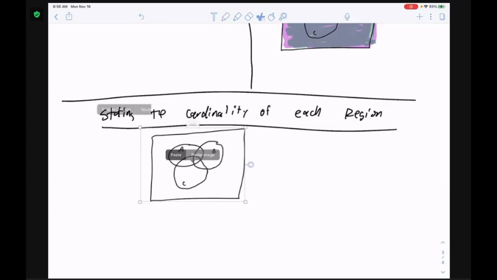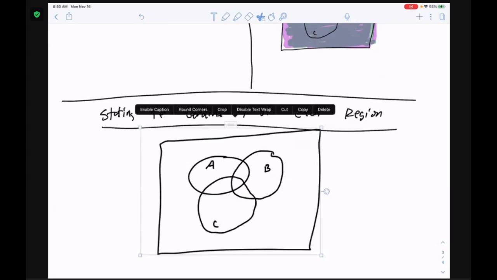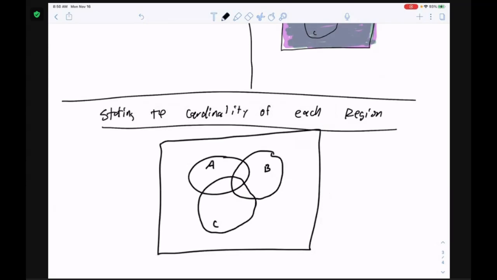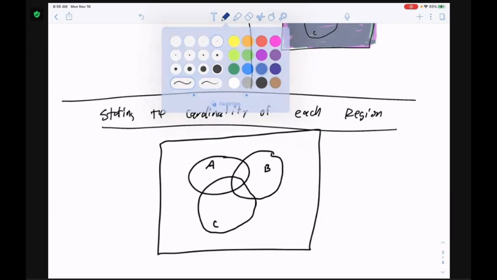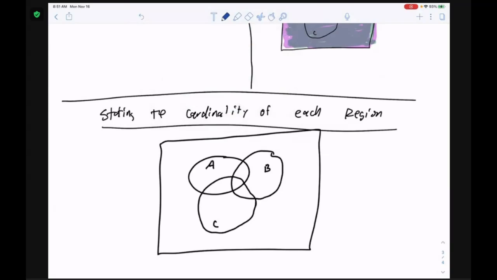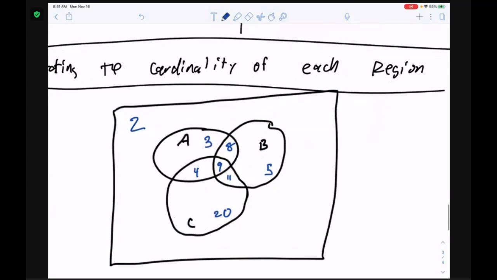So this will look slightly different, but it's really just the same. So we have our regions, but I'm also going to include some numbers in here. And I want to make sure these numbers are different from each other. So we'll say this is 2, that this is 3, this is 8, this is 4, this is 9, this is 20, this is 11, and this is 5. Now, this isn't the name of the region.